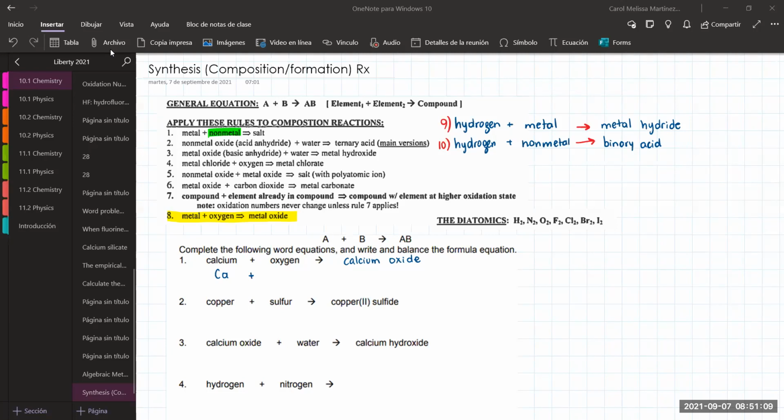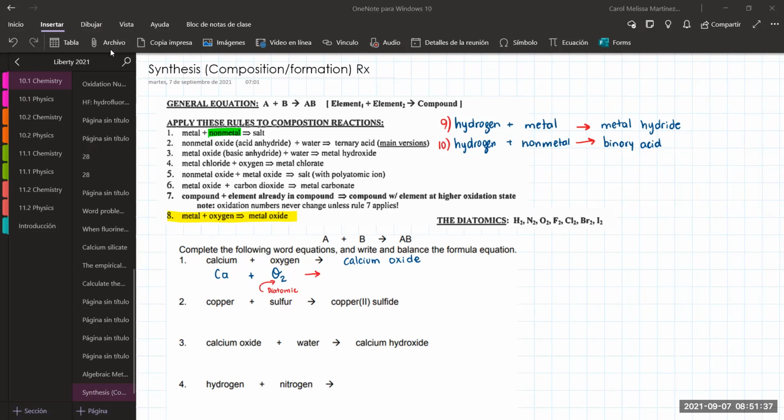What about oxygen? Is oxygen a diatomic element? Yes. So we need to put 2 as a subscript. Remember, this one is diatomic. That's why I have a 2 over there. Okay, the arrow, copy like that, and then it says that you have calcium oxide.